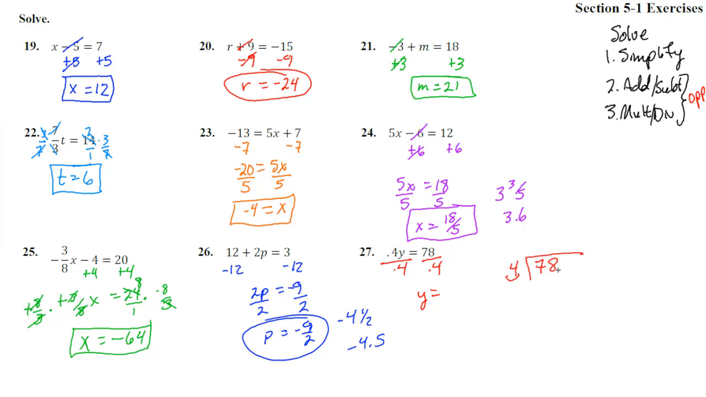So we move the decimal. That's 4 into 780. 4 goes into 7 once. 1 times 4 is 4. Subtract and we get a 3. Drop down the 8. 4 goes into 38 9 times. 9 times 4 is 36. Subtract, 8 minus 6 is 2. Drop down the 0. 4 goes into 20 5 times. Oh, and it comes out nice. So y is 195. Excellent.